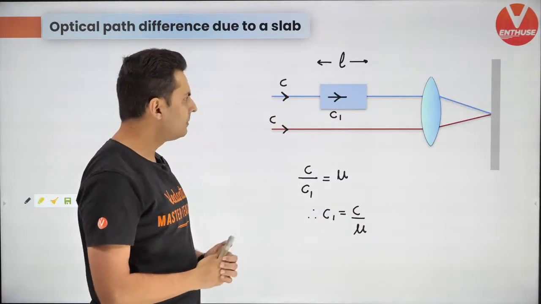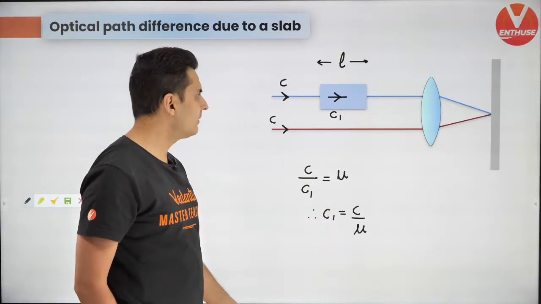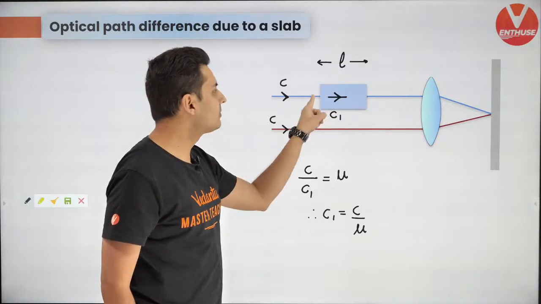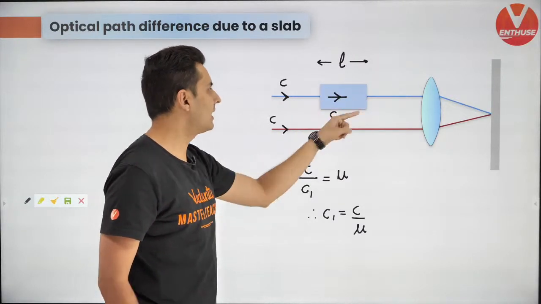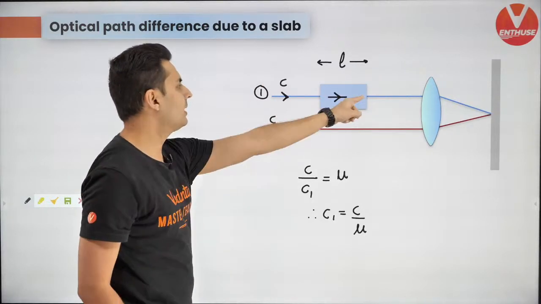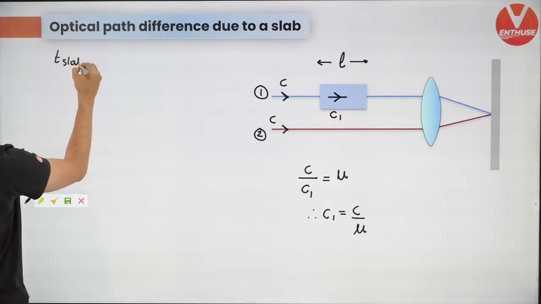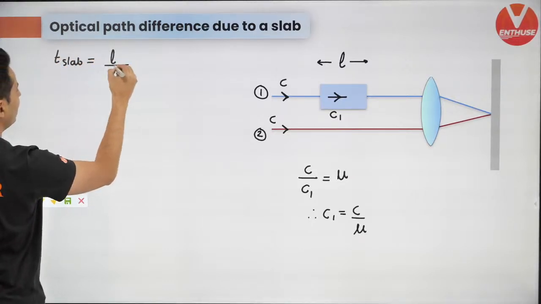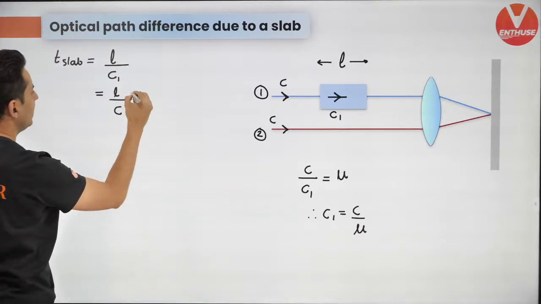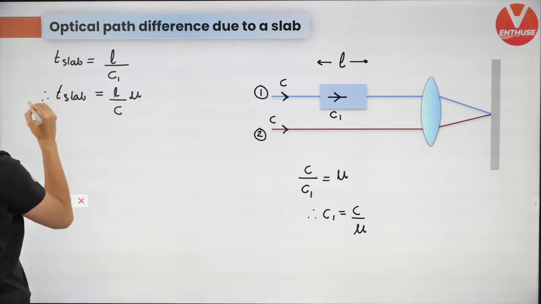Cool. Now, once we know that c1 is going to reduce because of the refractive index, let's just try to figure out how much time this blue light spends inside. Let's say I call this ray number 1 and ray number 2. How much time is spent inside the slab? So time spent inside the slab will be distance divided by speed, and speed we just calculated to be c by mu. That is the time spent inside the slab.